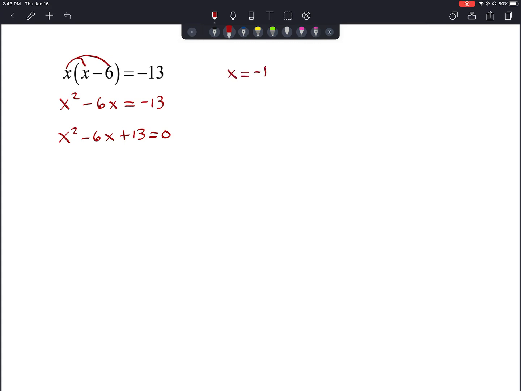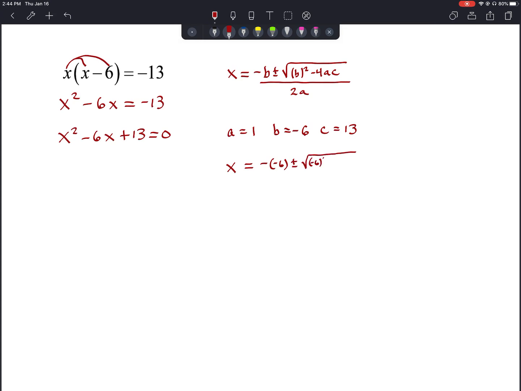Remember, it is x equals the opposite of b plus or minus the square root of b squared minus 4ac all over 2a. So with our equation, we've got a is going to equal 1, b equals negative 6, and c equals 13. So let's plug those values in and simplify it down. x equals the opposite of negative 6 plus or minus the square root of negative 6 squared minus 4 times 1 times 13, and it's all over 2 times 1.